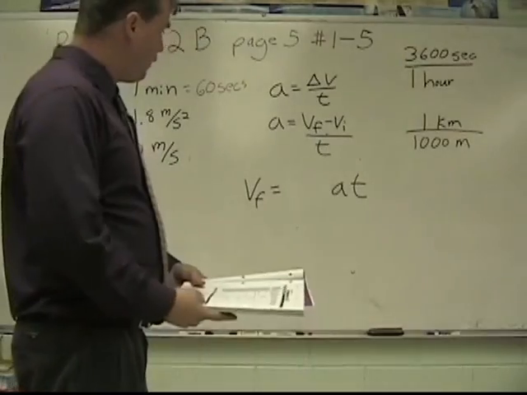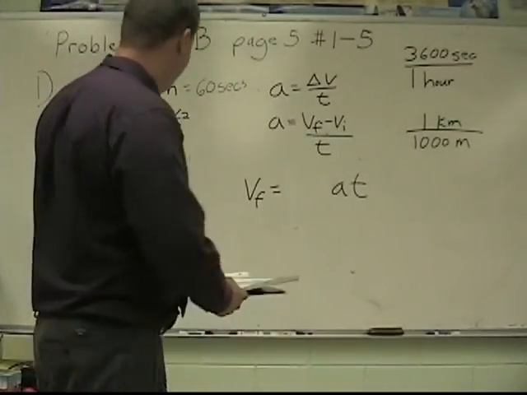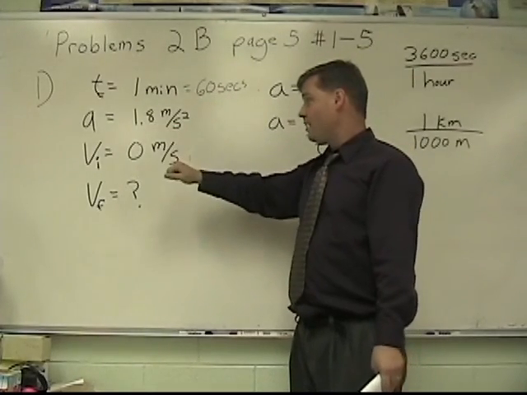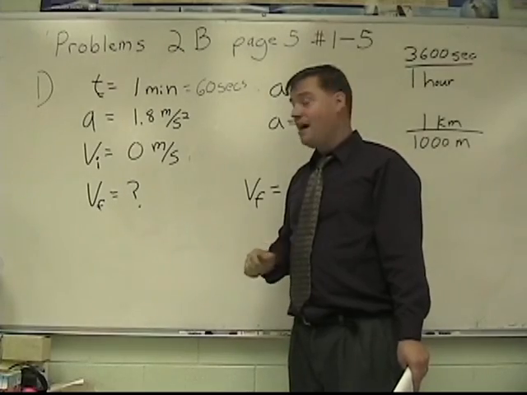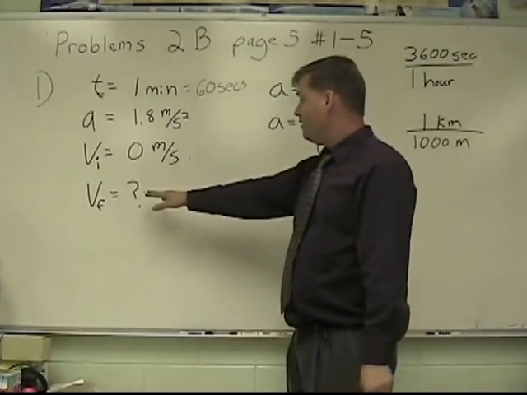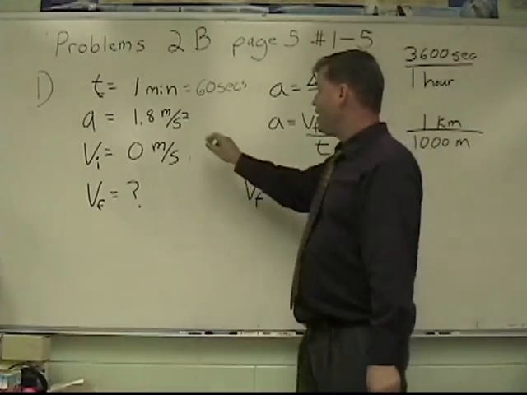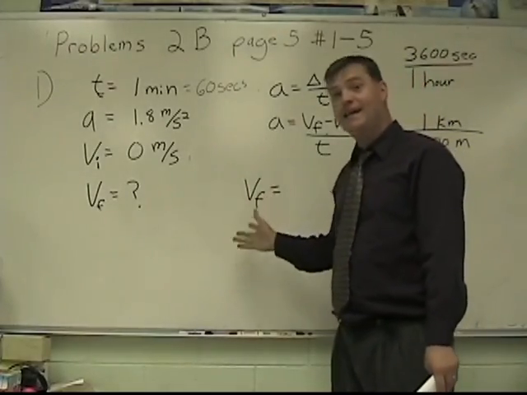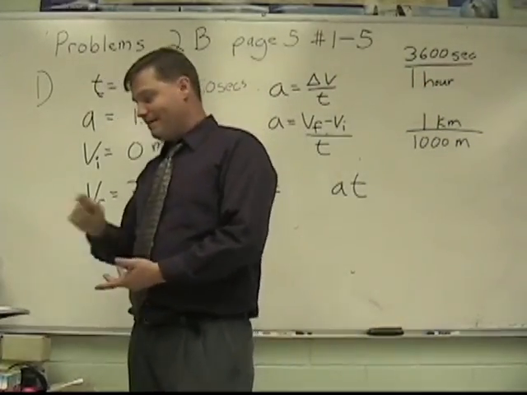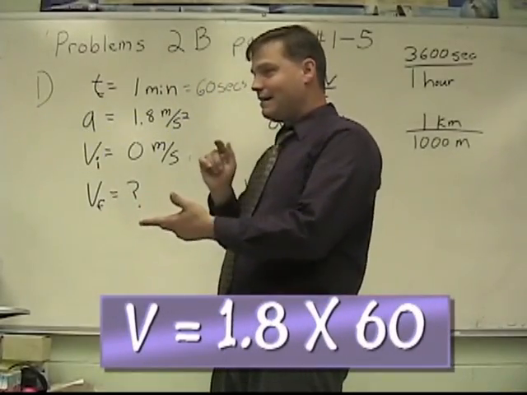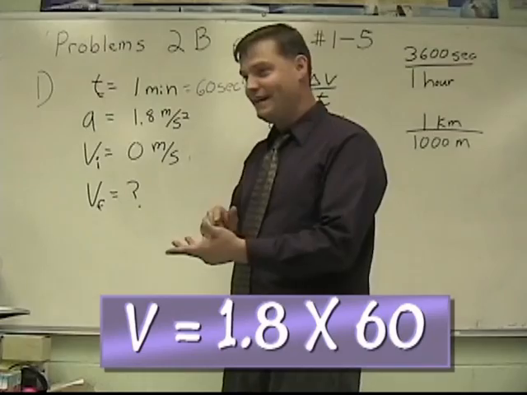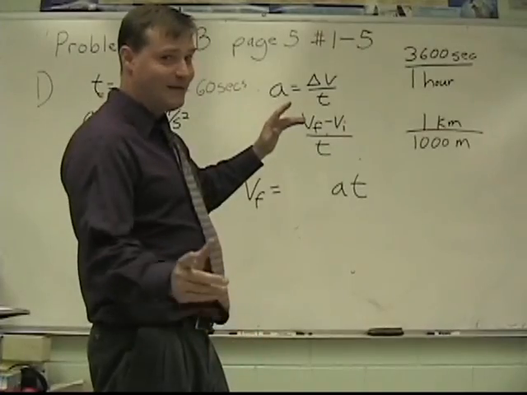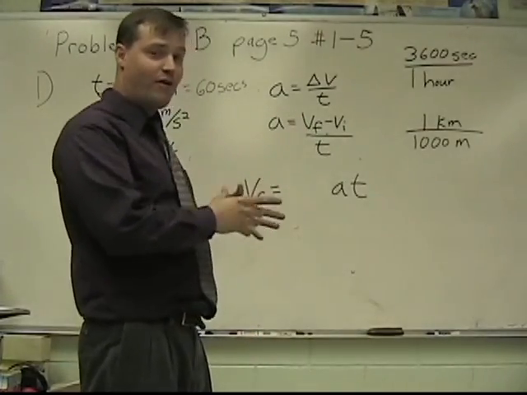This should help you get the first part of our answer, which is in meters per second. Since we converted to 60 seconds, we have meters per second squared, and we have 0 meters per second here. Just by plugging in our 1.8 as acceleration and 60 as seconds, we should get our final velocity, which you should be working on right now. So let's see, 60 times 1.8 equals, anyone? Okay, good.